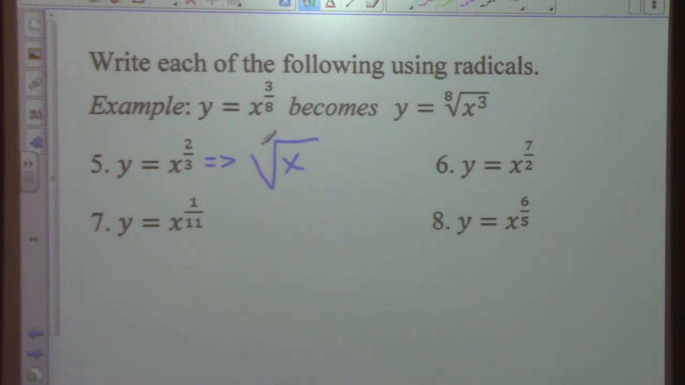Something like this. Now, one thing, there's a little bit of ambiguity on these things because you can write it like that. There's another way to do it too.